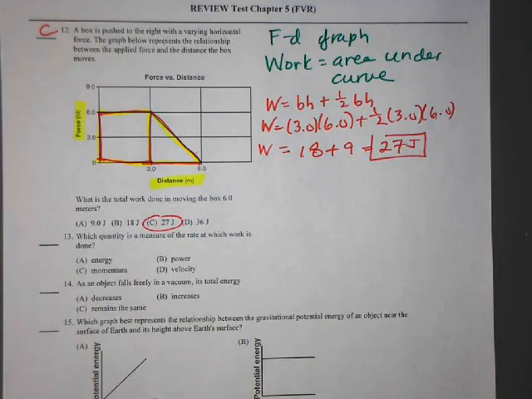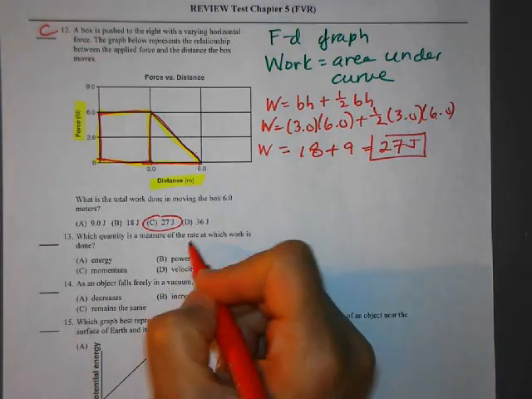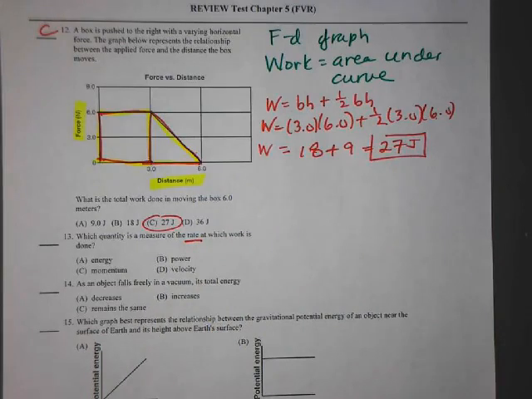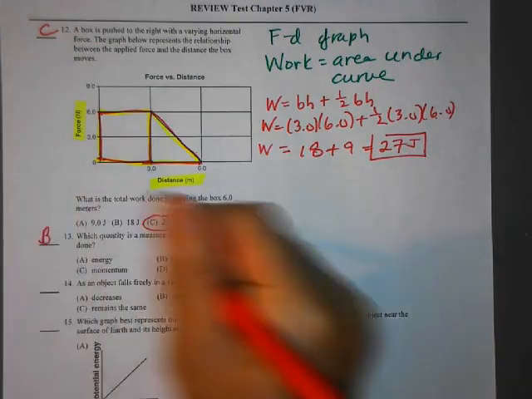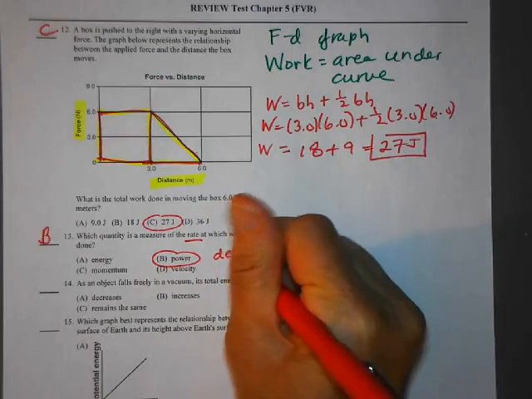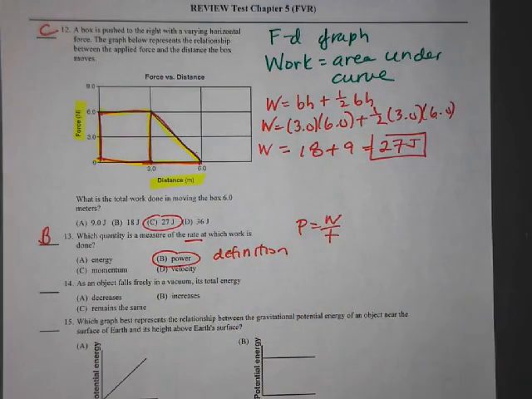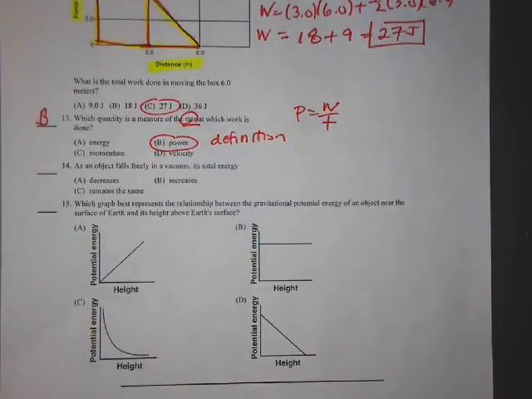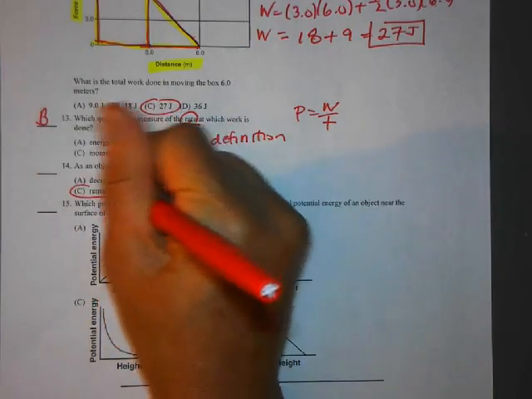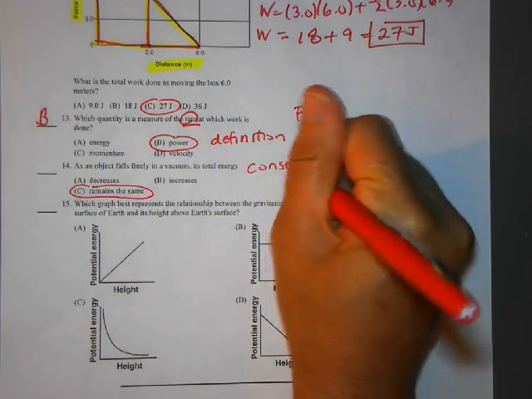All right, number 13, which quantity measures the rate at which work is done? So that's just the definition. Power is work over time. So that's going to be B, and that's just the definition, because rate has to do with the time. All right, number 14, as an object falls freely in a vacuum, the total energy remains the same. This is conservation of energy.